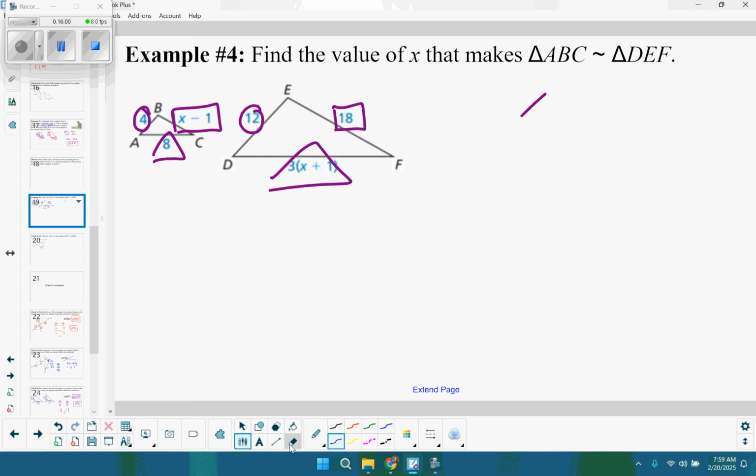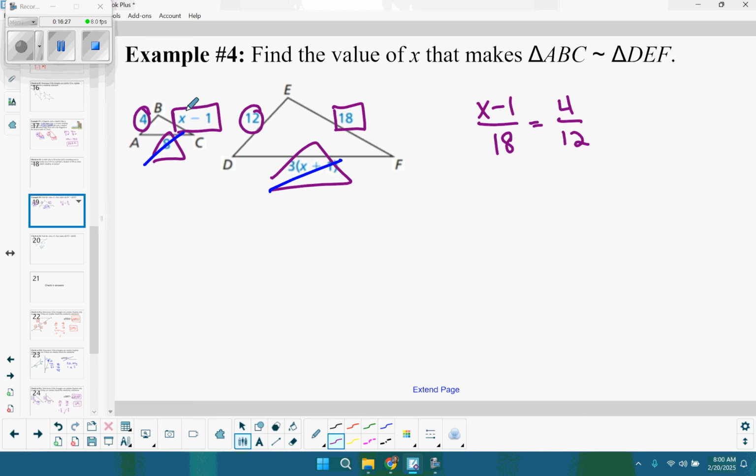I want to make a proportion, but only use one of the x's. I don't want to have both x's in my proportion. So I'm going to choose the x minus 1 because it's less complicated than 3 times x plus 1. So I'm going to pick the x minus 1 over its matching side of 18. I'm not going to use this side, which means I'm not going to use this side. The pair of sides remaining to me is the 4 and the 12.